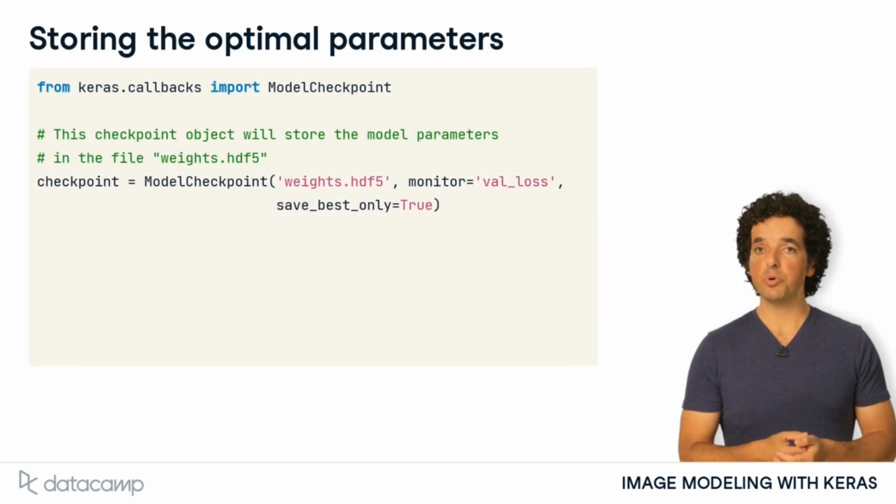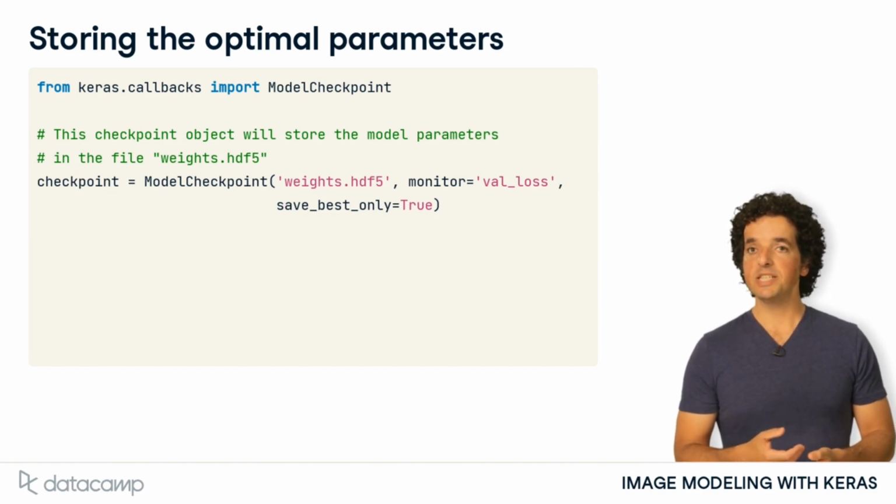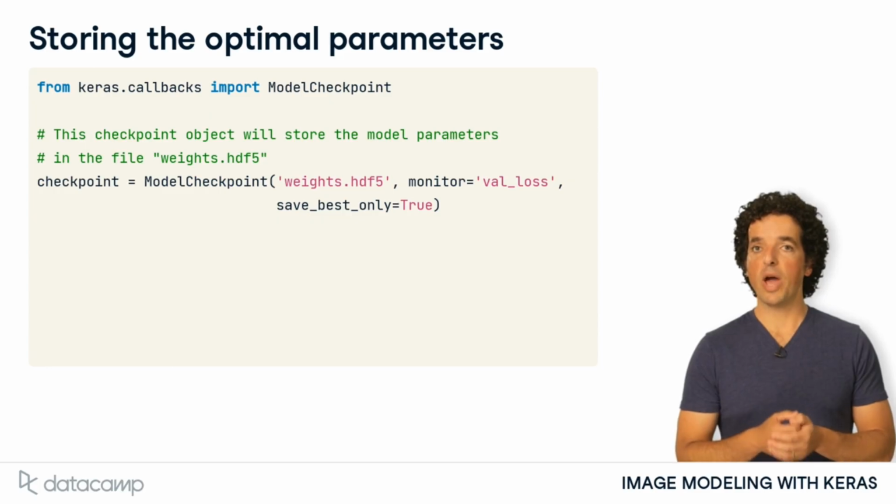How do we use the best parameters before the network starts overfitting? By using the Callbacks module from Keras, which contains functions that can be executed at the end of each training epoch. One of these callbacks is a model checkpoint object that can be used to store the weights of a network at the end of each epoch of learning. When it is initialized, an HDF5 file is created. Here, we call it weights.hdf5.